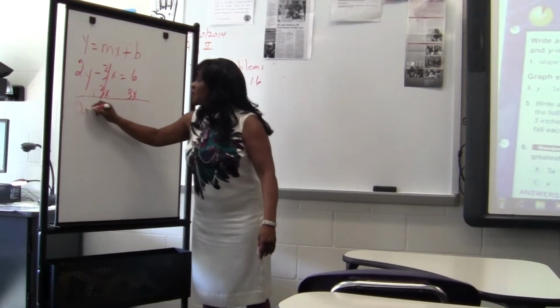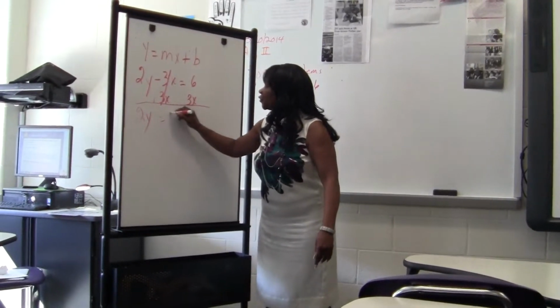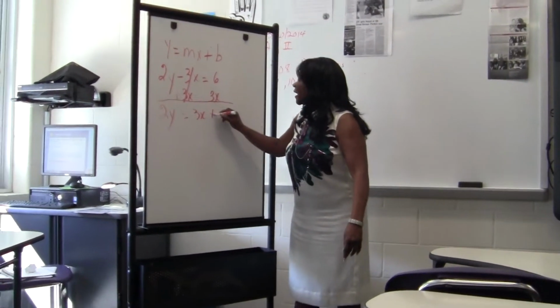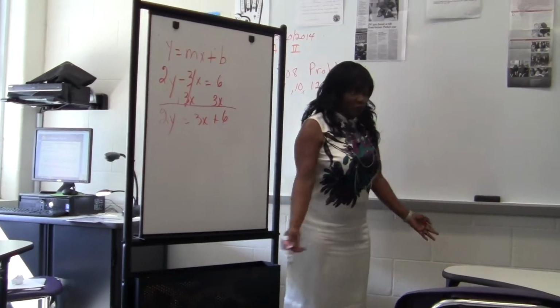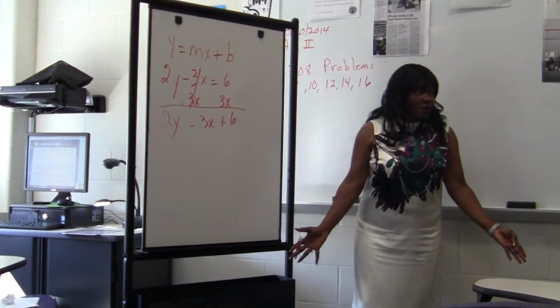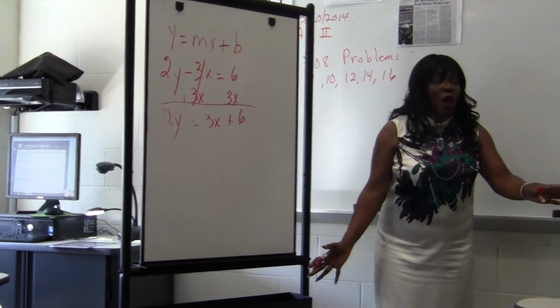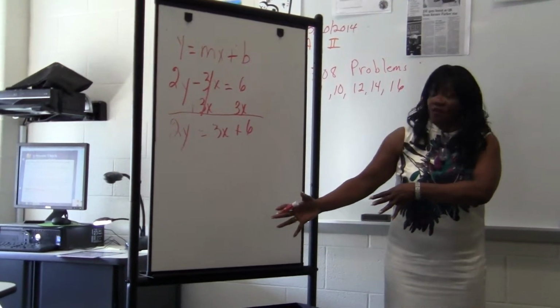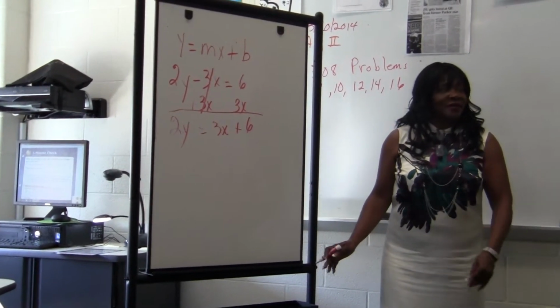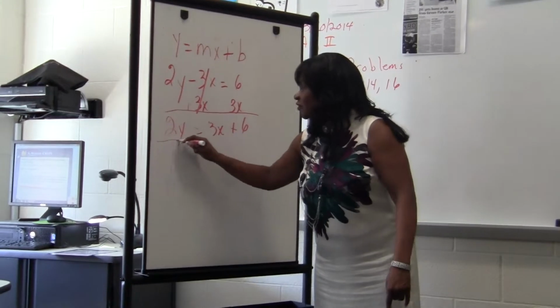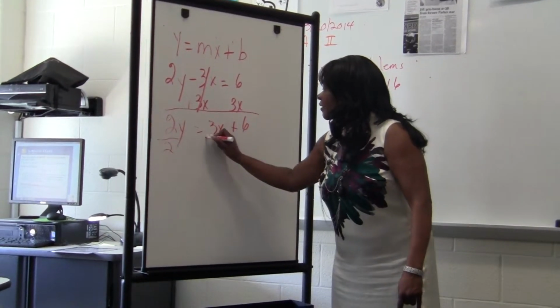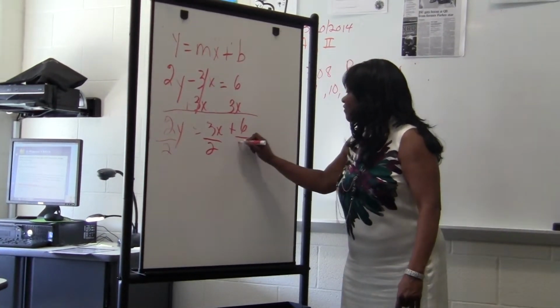So we've got 2y is equal to 3x plus 6. What's wrong still? The 2 is with the y. Bam, there it is. So how are we going to take this 2 from over there with that y? Divide 2 on each side. Very good. Divide 2 here, divide 2 there, and divide 2 there.